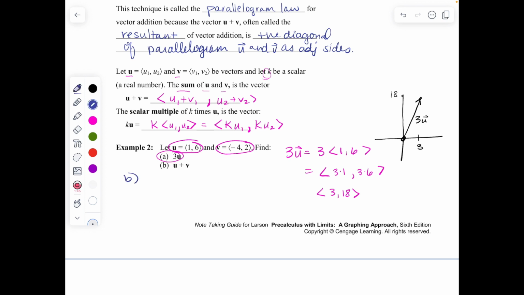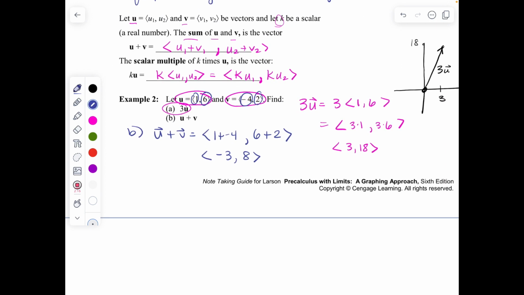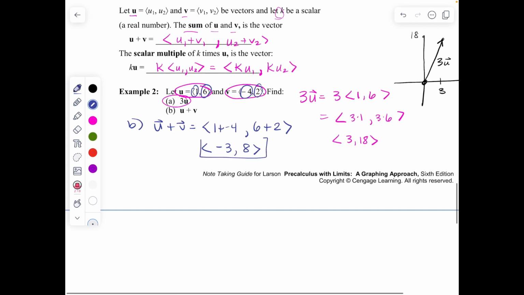And then for part B, if I wanted to find vector u plus vector v, I'm going to say vector u, well that's 1 plus negative 4, comma 6 plus 2. And then we simplify that, we get negative 3, comma 8. So the addition of vector u and vector v is just negative 3, comma 8.